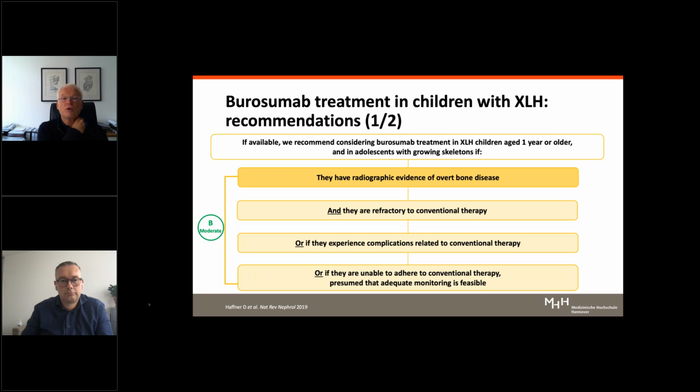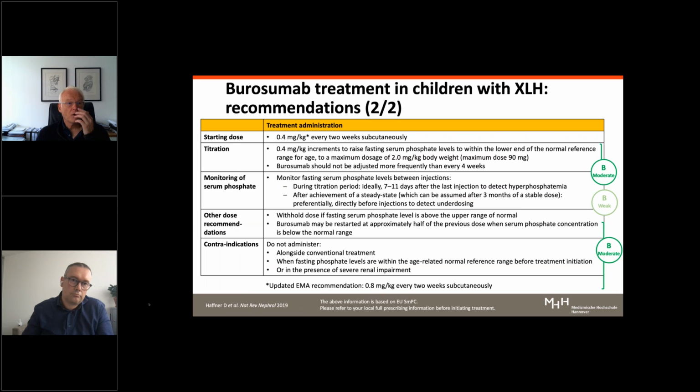which patients deserve it most. There's no data on the use of burosumab in children aged less than 1 year. So we said, if available, we recommend considering burosumab treatment in children aged 1 year or older and in adolescents with growing skeletons, if they have radiographic evidence of overt bone disease, and if they are refractory to conventional treatment, or if they experience complications related to conventional therapy, which could be nephrocalcinosis, hypercalciuria, or maybe persistent secondary hyperparathyroidism, or, especially important in adolescents, if they are unable to adhere to conventional therapy. However, if they are adolescents with reduced adherence to drugs, it must be presumed that adequate monitoring is feasible. So that's how we recommended it in 2019.